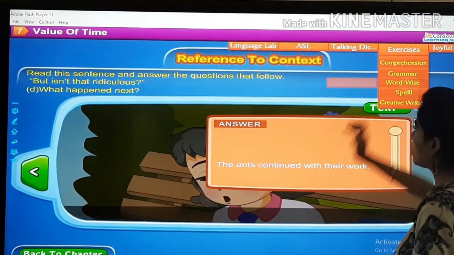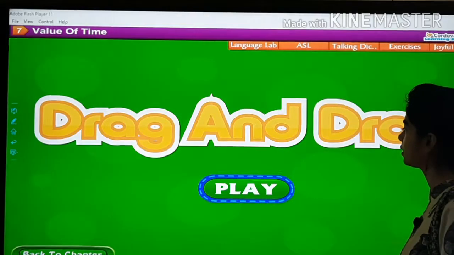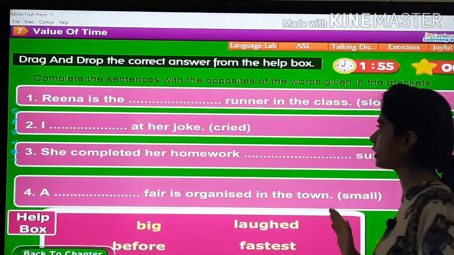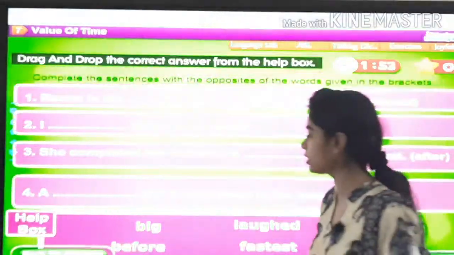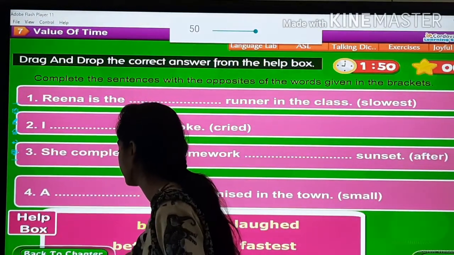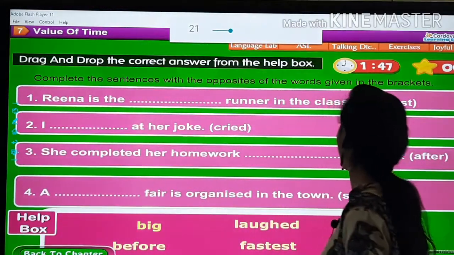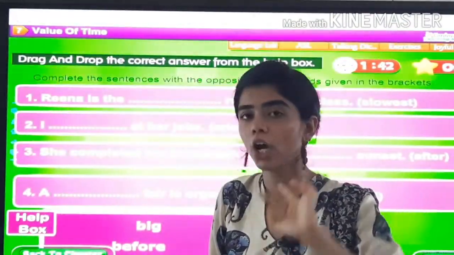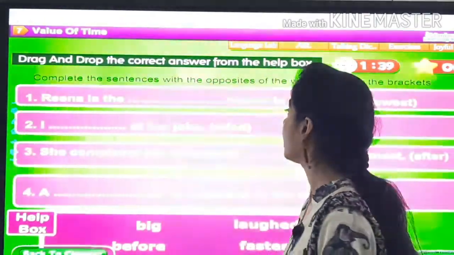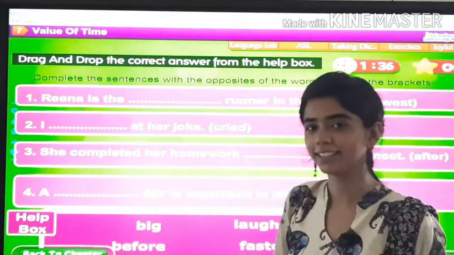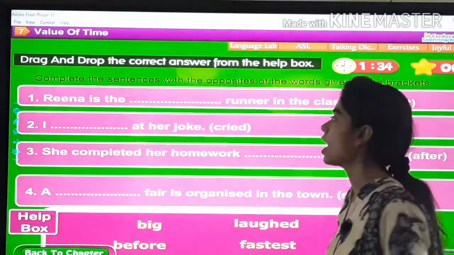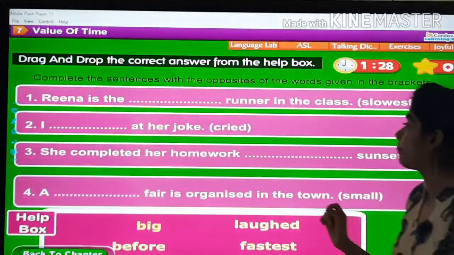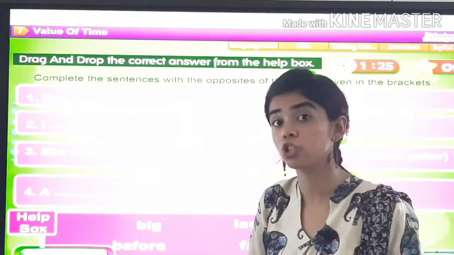Now we'll shift to word wise. Complete the sentences with the opposites of the words given in the brackets. Okay, so क्या है कि हमें brackets दिए हैं and ये brackets में जो word दिया है उसका opposite word is the answer of the blank. The first one is, Reena is the dash runner in the class. Okay? But in the bracket, it is written slowest.